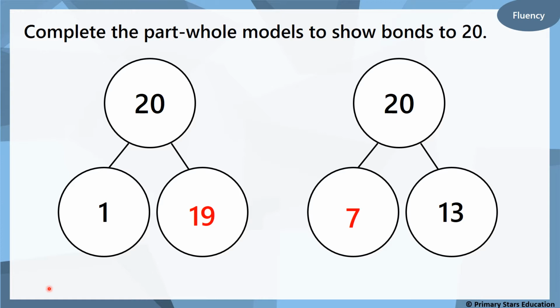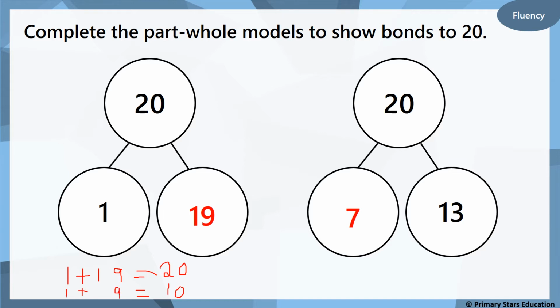How can we use our number bonds to 10 to help us with finding our number bonds to 20? Can you explain? So for example, here we have 1 add 19 equals 20. How could we use our number bonds to 10 to help us with knowing this? So what do we add to 1 to make 10? We add 9, don't we?